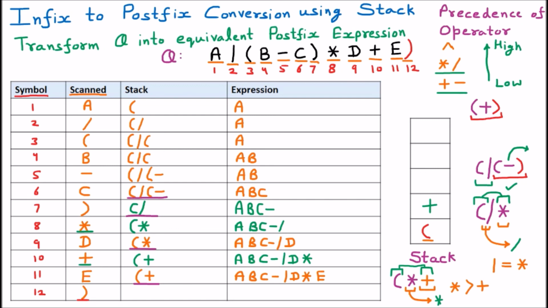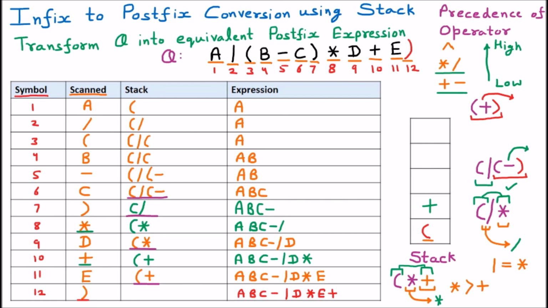How are we going to solve it? We are going to take this plus out and put this plus after the expression. So the expression which we have is A, B, C minus slash D star and E, and afterward we put that plus. And if we solve this, then what is remaining on the stack? There is nothing remaining on the stack. The stack will be empty.